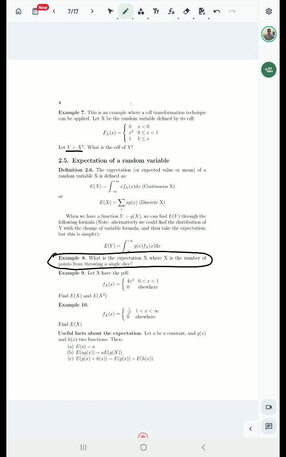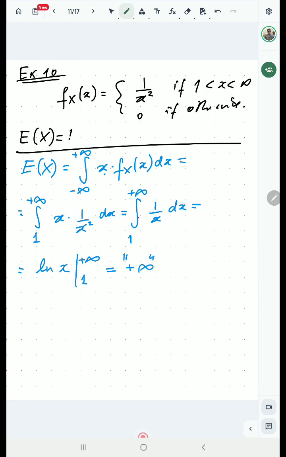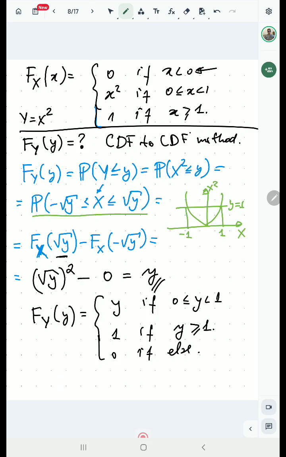In this case, we say that the expectation does not really exist, because if you evaluate ln of x at positive infinity, you get positive infinity, and if you evaluate it at 1, you receive 0, so the result is positive infinity. So you say that the expectation of X does not exist. This is how you write it. Now we have several facts about expectation. The expectation of a constant is the constant itself, and so on and so forth.